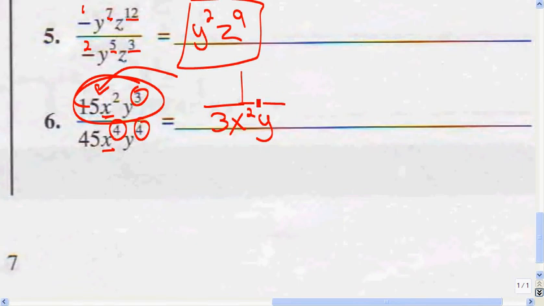Now, if there would have been some variables left on top, I wouldn't write the 1. But since there's no variables left on top, I write the 1, because I can't leave it with no numerator. It would look funny, so I'm going to write the 1 there.